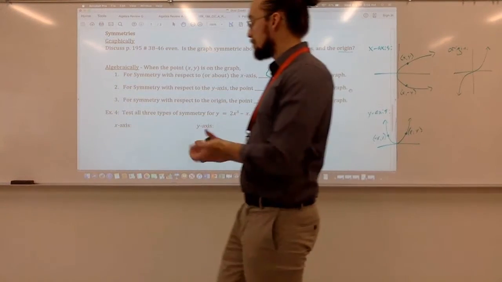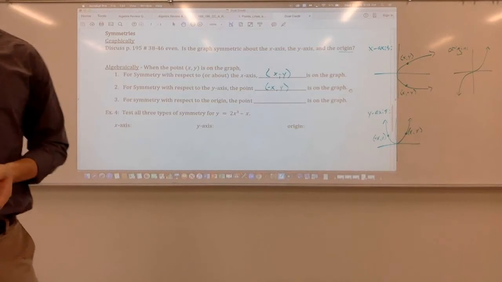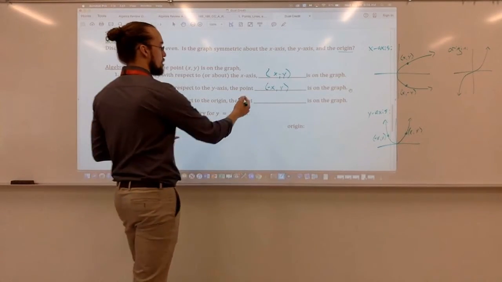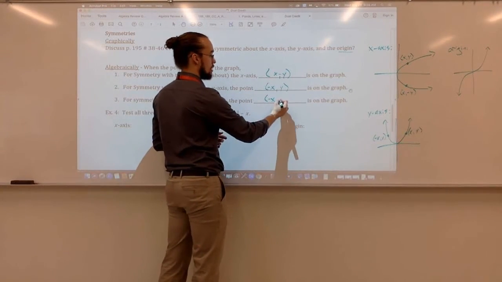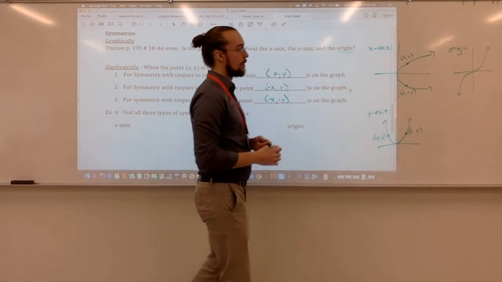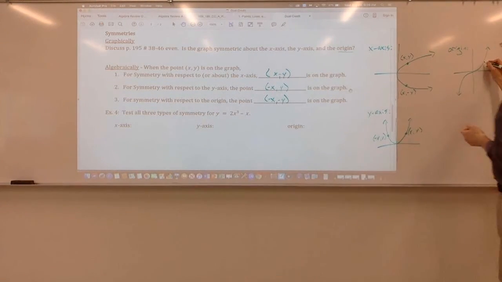In order for us to have symmetry with respect to the origin, I have to have the opposite of both coordinates. Negative x, negative y. So on this graph, if I have x, y, that means down here I have the point negative x, negative y.